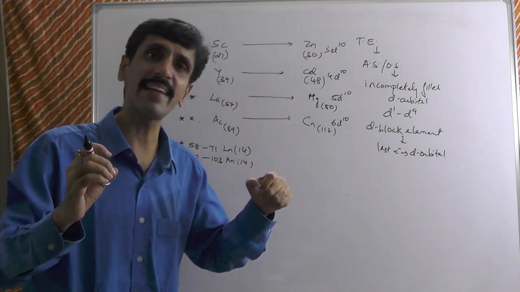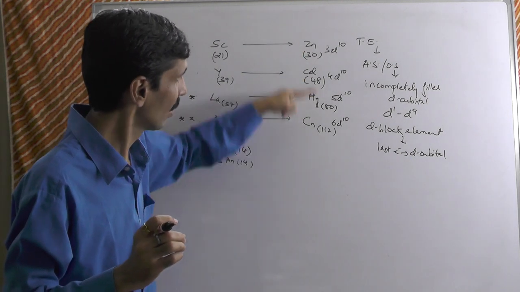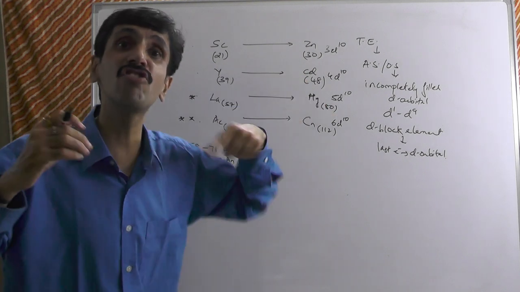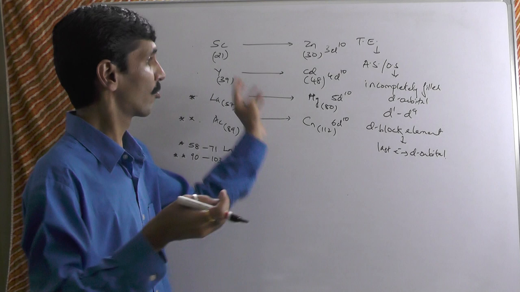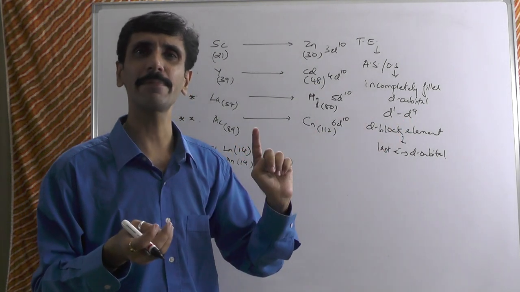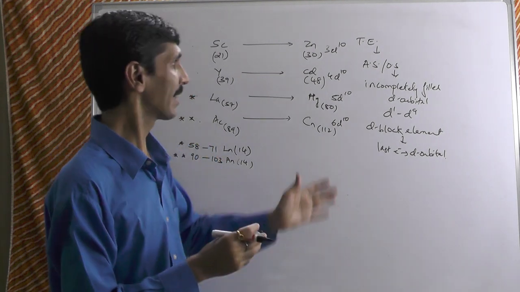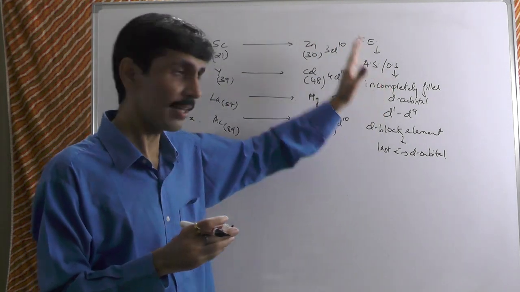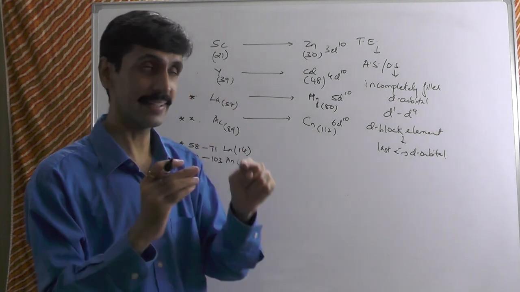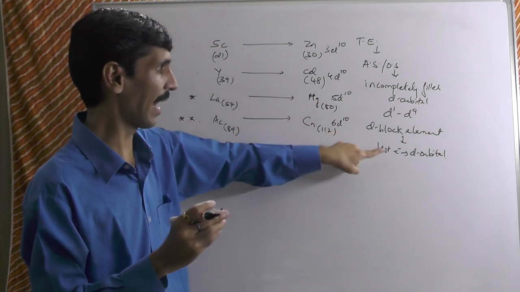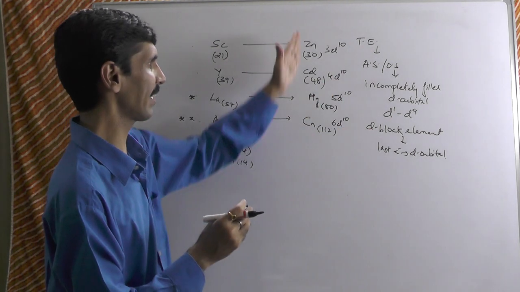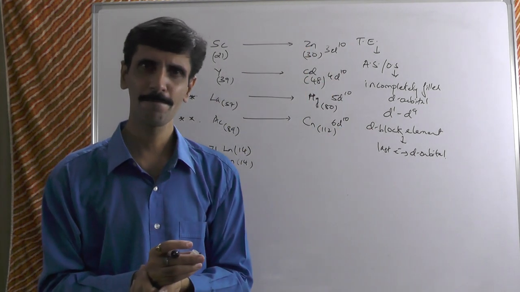But what I want you to understand over here is that all these elements, zinc, cadmium, mercury, and copernicium, as it is called, do not come into this criteria of d1 to d9. Therefore, according to this definition, they are not transition elements. But in all these elements, the last electron enters into the d orbital, and therefore we say they are d block elements.